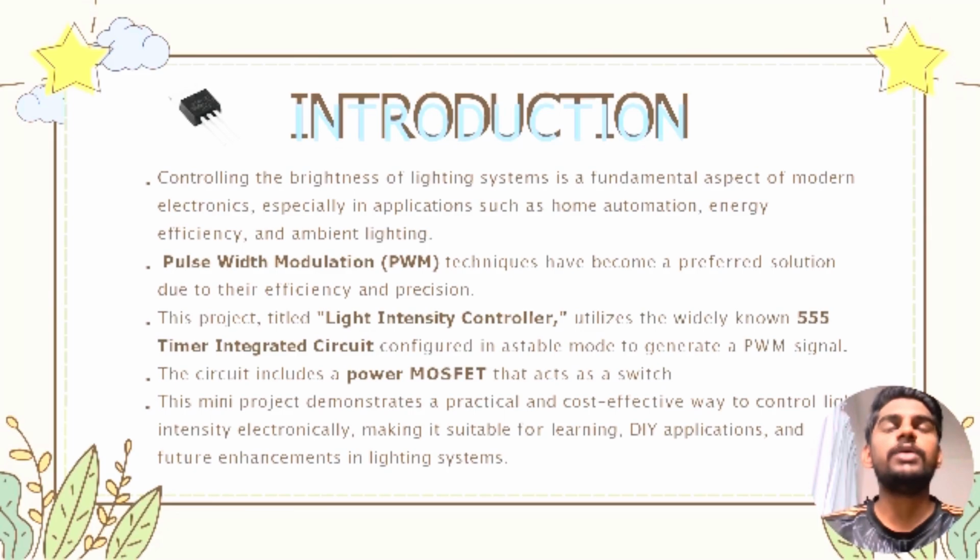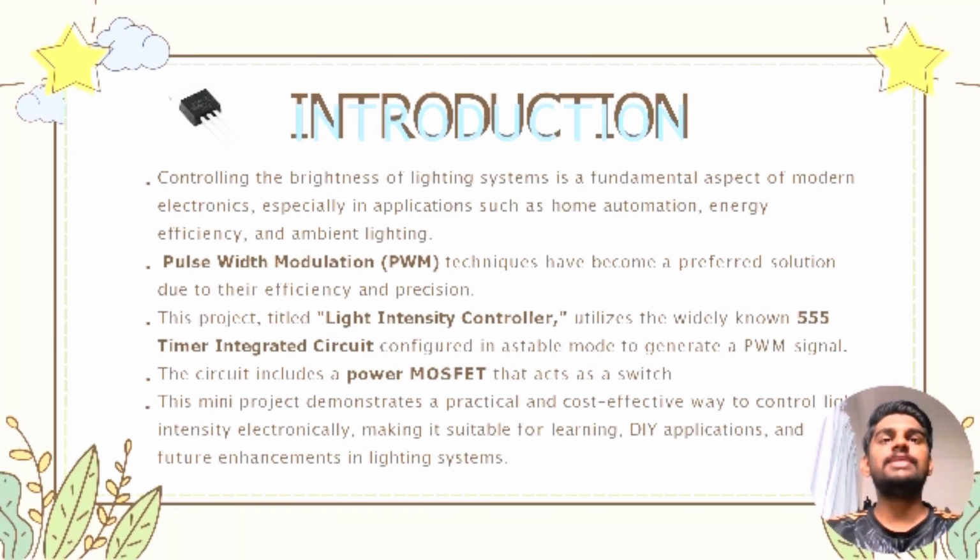Firstly, I want to talk about the introduction. Controlling the brightness of lighting systems is a fundamental aspect of modern electronics, especially in applications such as home automation, energy efficiency, and ambient lighting. Pulse width modulation (PWM) techniques have become a preferred solution due to their efficiency and precision.